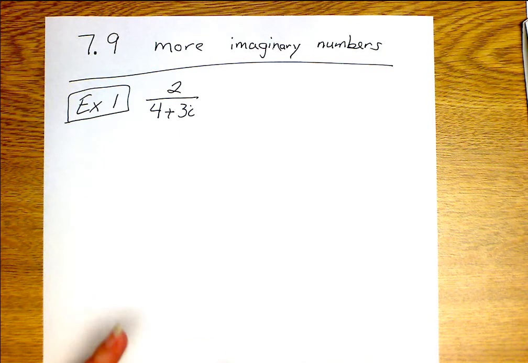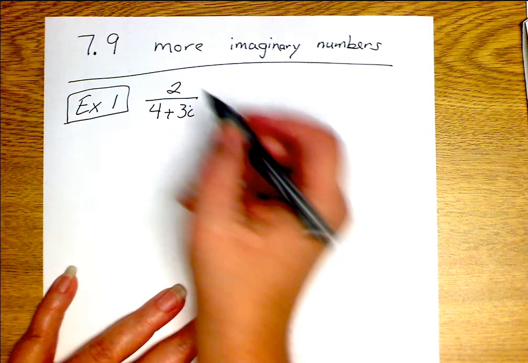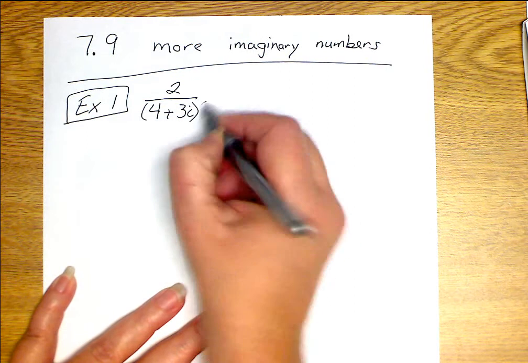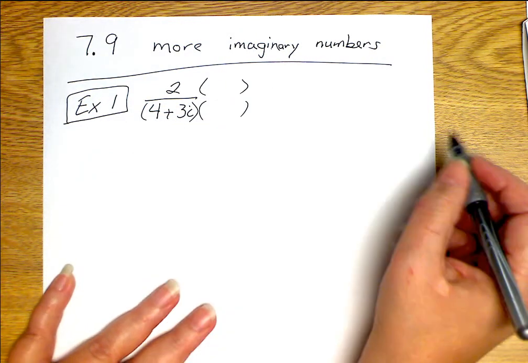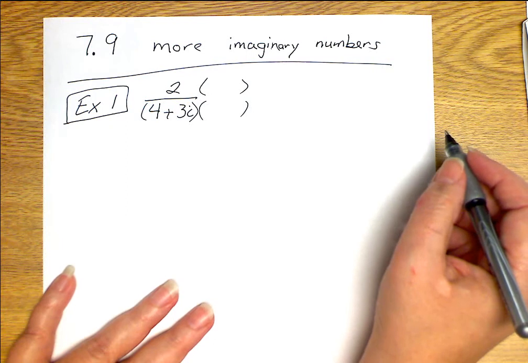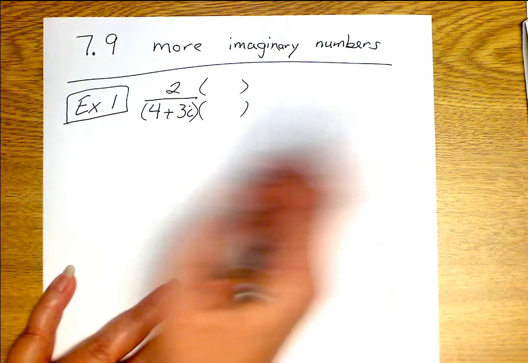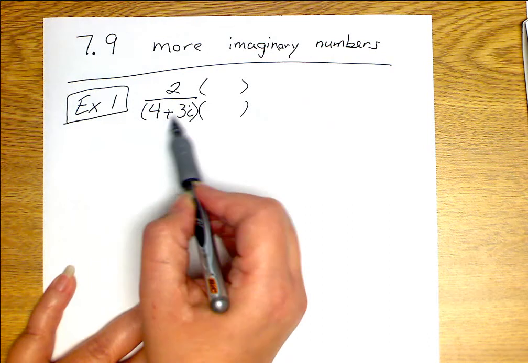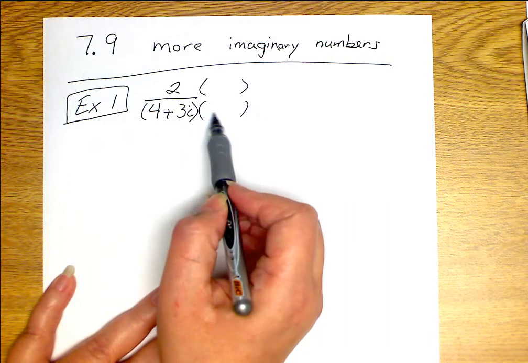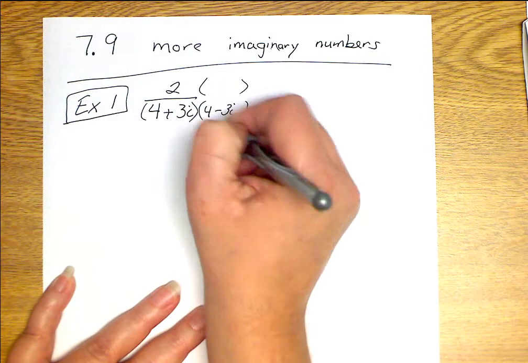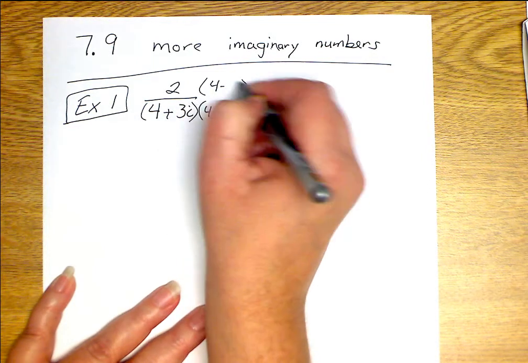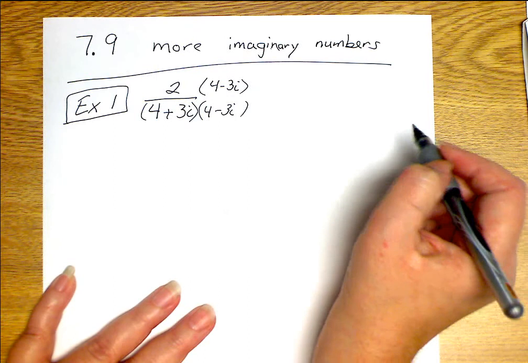So we have to multiply by the conjugate. Does anybody remember what it means to be the conjugate? What does it mean to be the opposite of it? So instead of 4 plus 3i, it's going to be 4 minus 3i. Whatever you do to the bottom, you have to do to the top. And then you simply distribute the top.